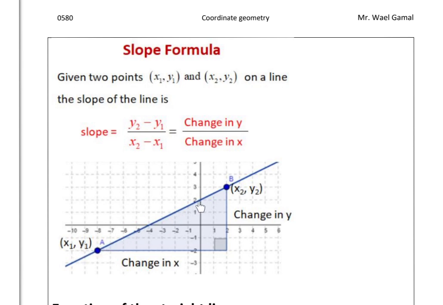How do we find the slope of the line? We have a formula. If you have 2 points on the line, (x1, y1) and (x2, y2), the slope of the line is (y2 minus y1) over (x2 minus x1). We can start from this point or that one, but if you start for y from this point, you should start for x from the same point. Or a change in y over a change in x. This is how to find the slope of the line. Or you can find rise over run.